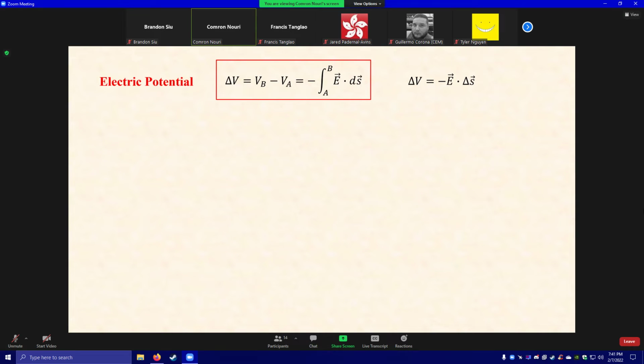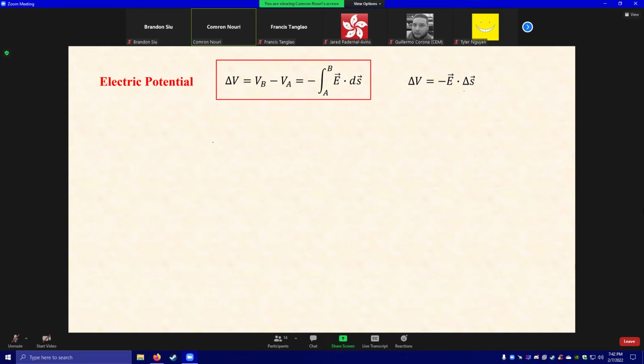You see, if the points A and B are fairly close to each other, this E doesn't change much between A and B. So you can write that delta V is approximately equal to E dot integral of ds, which is E dot dl, or E dot delta S. So this delta S is the integral of ds between A and B that are close to each other.